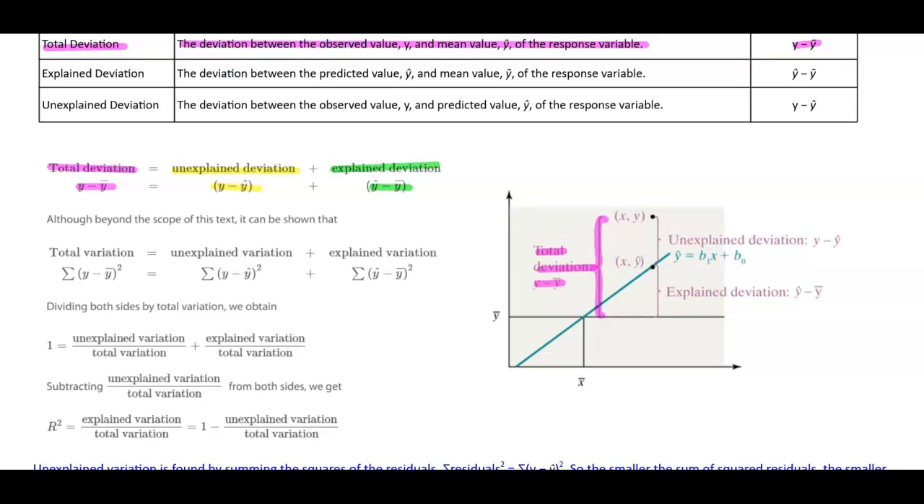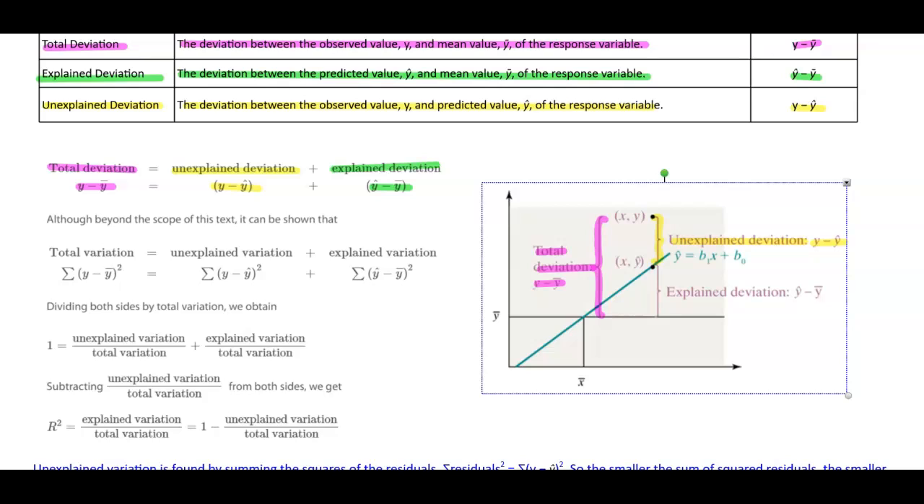And then it's going to equal the unexplained deviation, which is a deviation between the observed value and the predicted value, where it's y minus y hat. So we're taking the unexplained deviation, where it's y minus y hat. And then plus the explained deviation, which is the deviation between the predicted value and the mean value, which is y hat minus y bar. So here is the explained, and the explained, again, is y hat minus y bar.